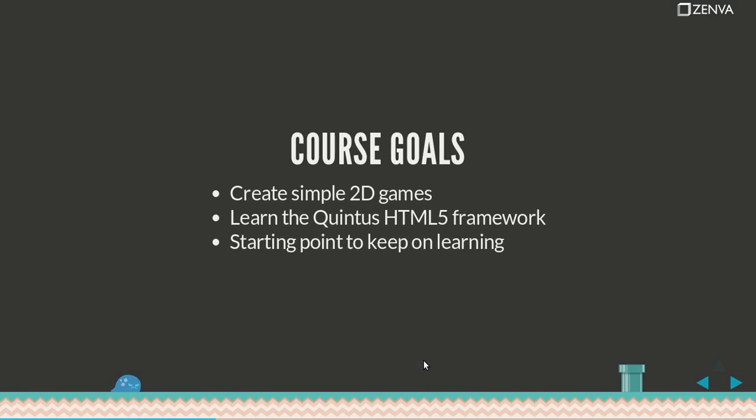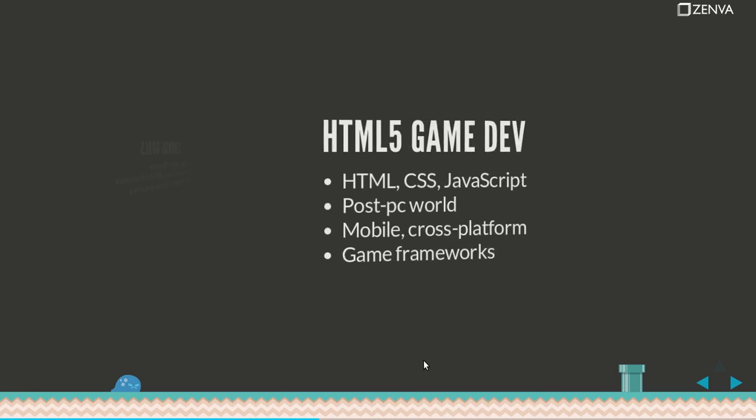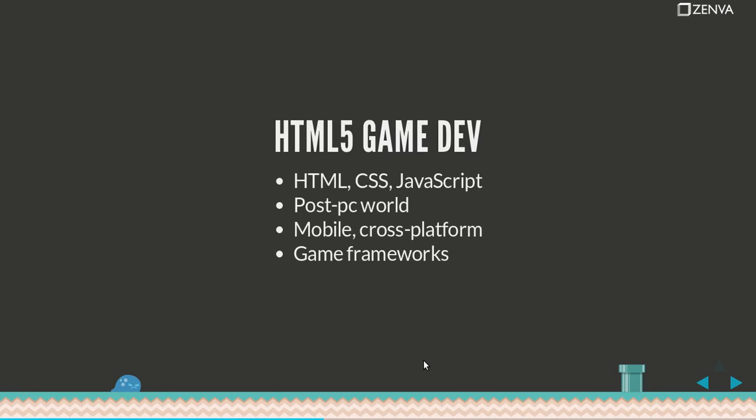The course goals are for you to learn how to create simple two-dimensional games by creating this simple defense game, Veggies versus Zombies. You'll learn the Quintus HTML5 game framework, which is a very lightweight JavaScript library that allows you to create games using simple web technologies. This course will be a starting point for you to keep on learning, because this is such a new topic that there are so many new things coming out that it's really, really interesting. I love it, and I'm sure you'll love it too.